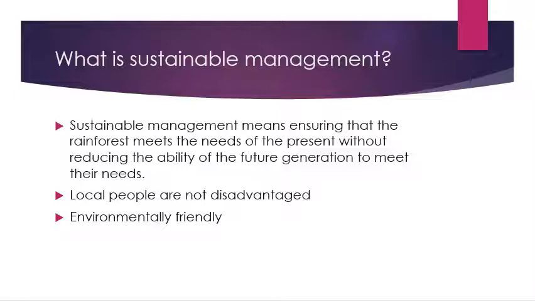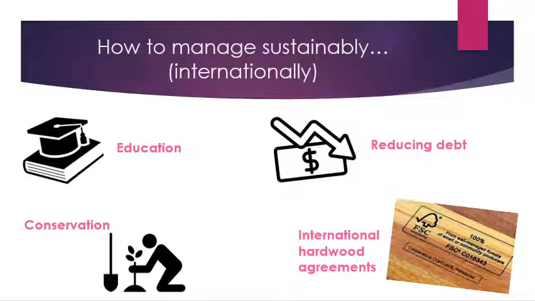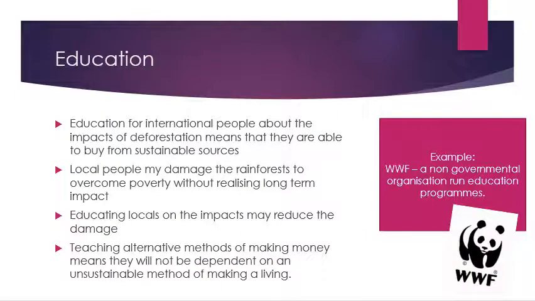So let's start off by looking at the international methods of looking after the rainforest. There are 4 ways, which include education, conservation, reducing debt, and international hardwood agreements. We're going to start off by having a look at education.